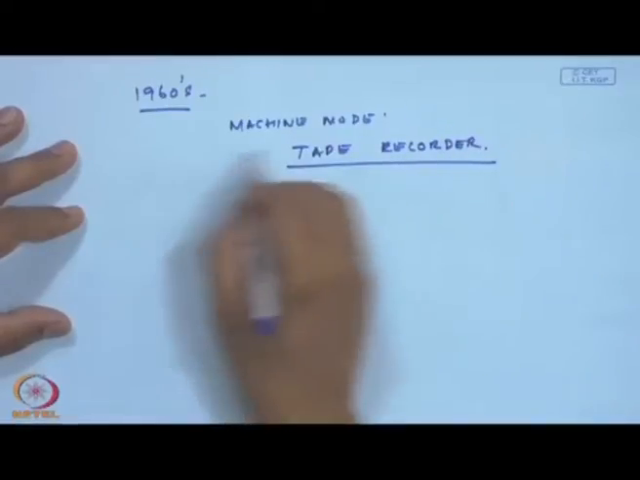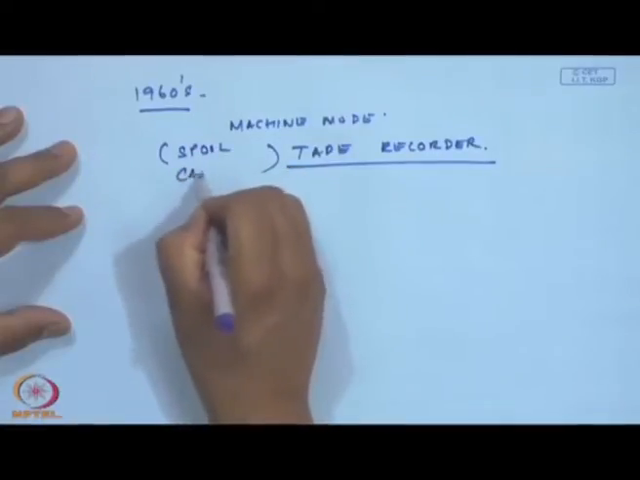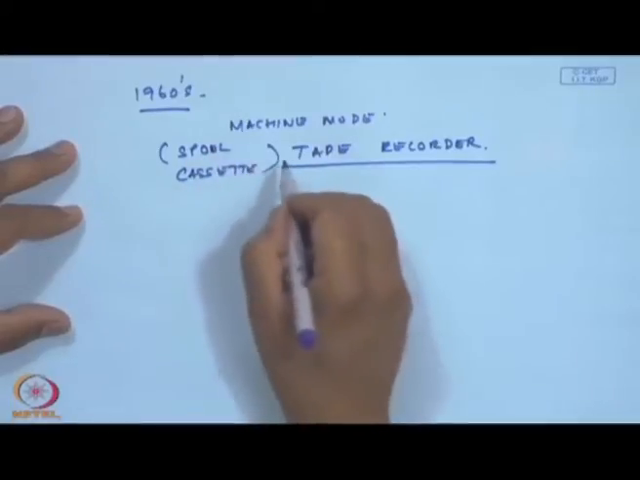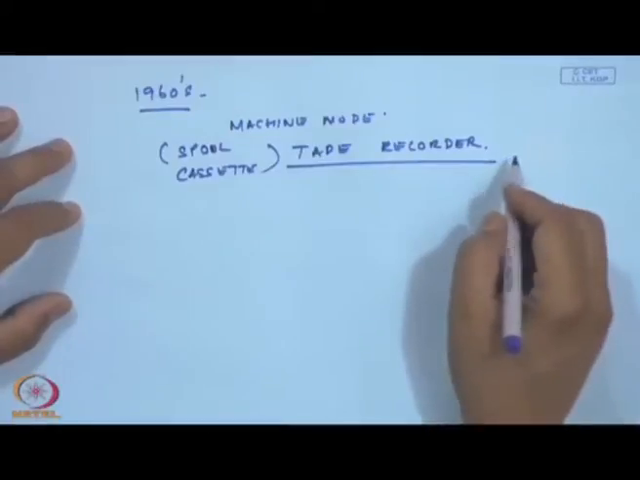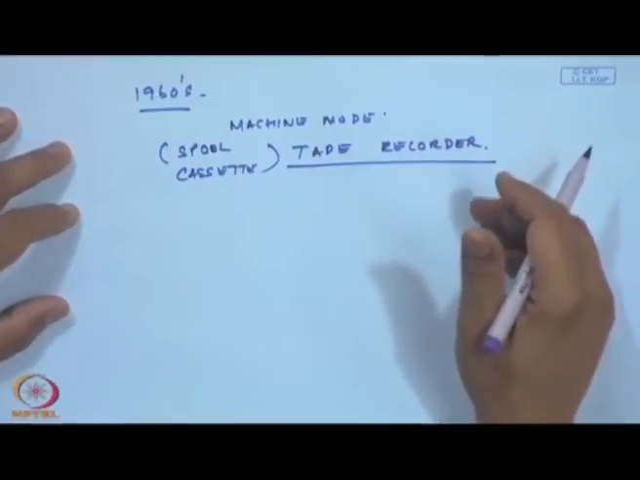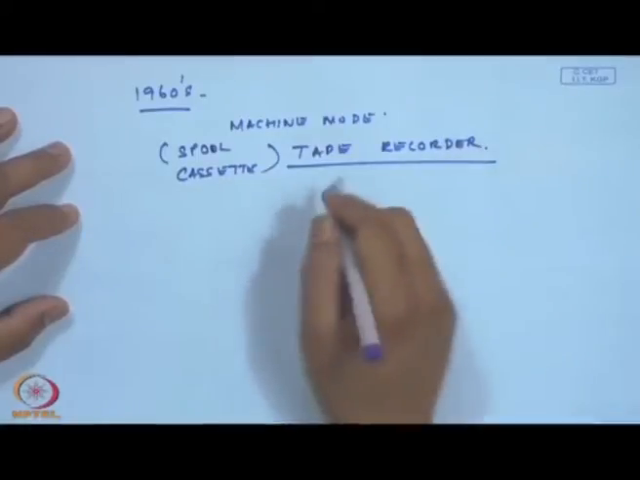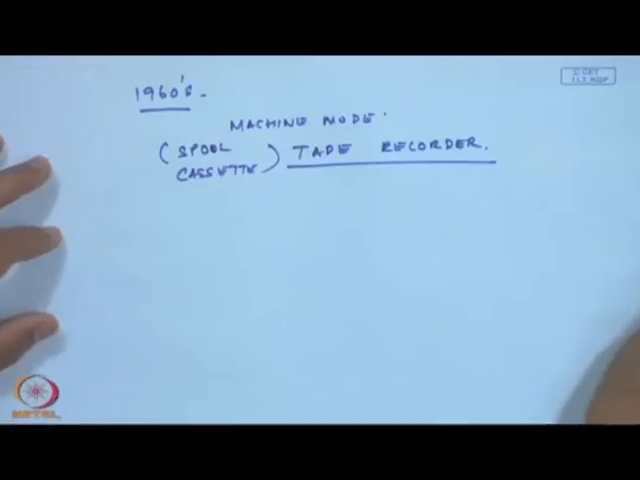Okay, like the spool or the cassette. Of course, cassette came much later, and the spool type tape recorder. Okay. Now, we will look into these different types of tape recorders, and then what is the present format of tape recorder, and how we do the digital recording in such tape recorders.